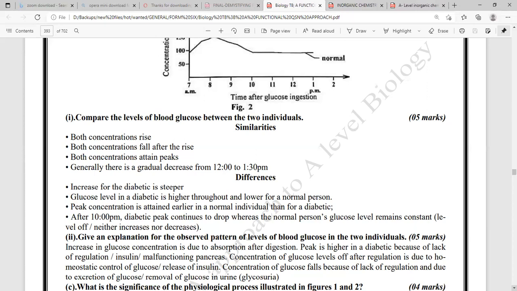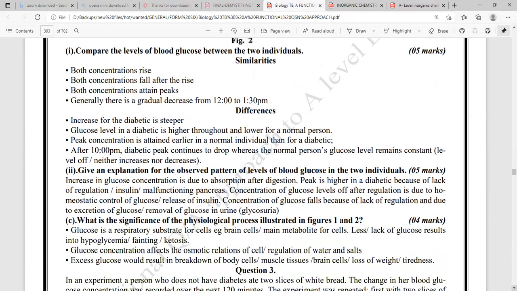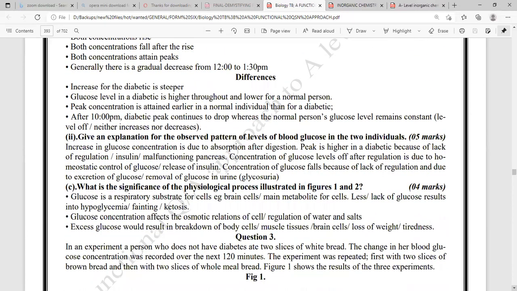An explanation for the observed pattern: we have an increase in glucose concentration, which is due to absorption of glucose after digestion. The peak is higher in a diabetic individual because of lack of regulation. Either the pancreas is malfunctioning, so there is no secretion of insulin that would bring about conversion of the increased glucose to glycogen, and then the level stays a bit lower, as in a normal individual.